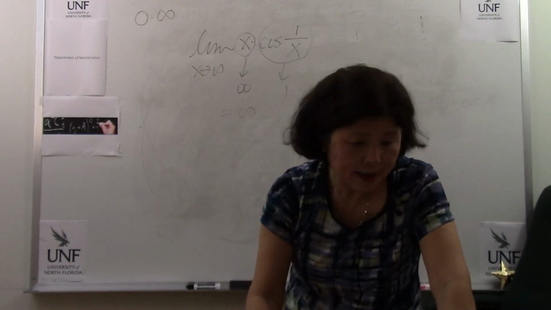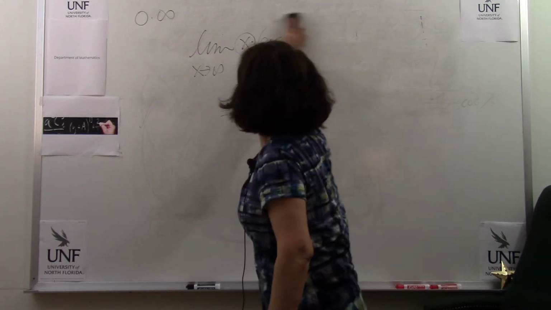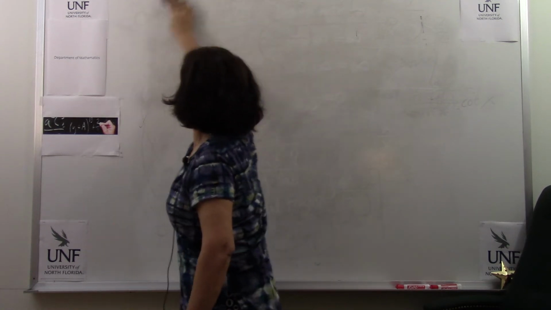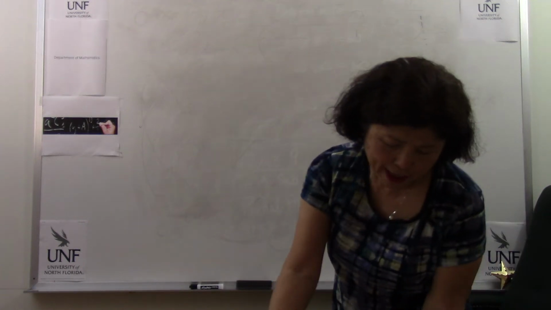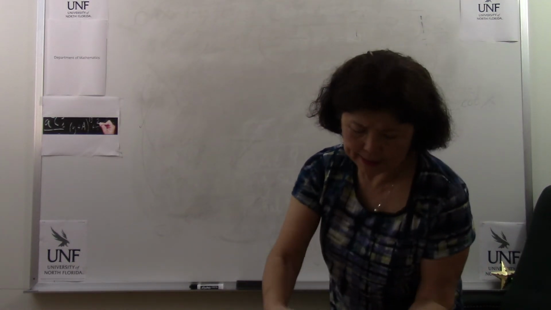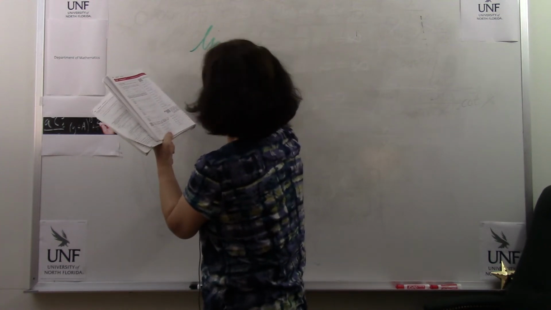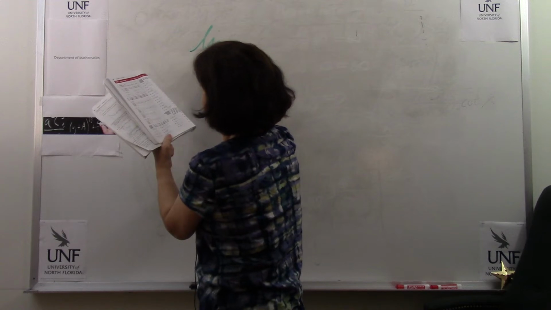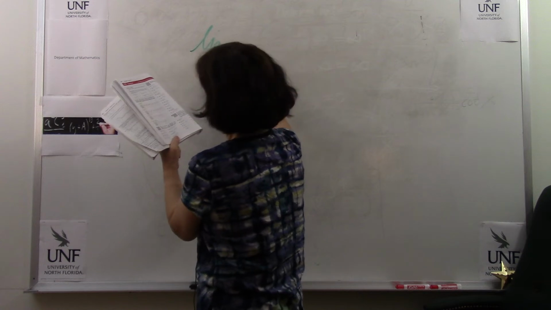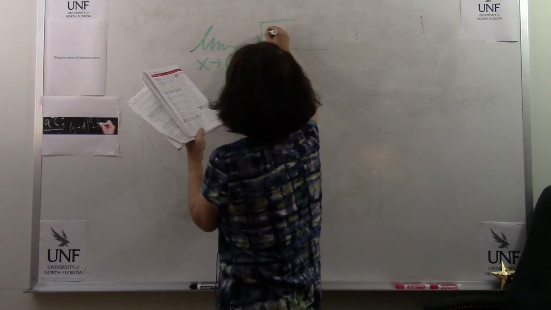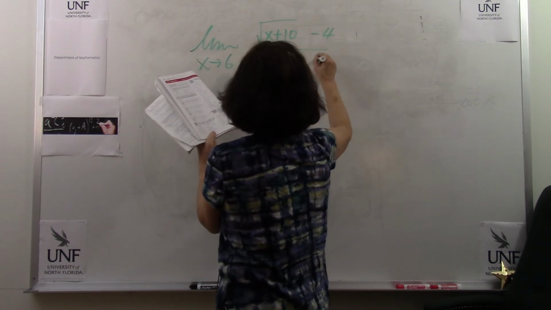Is there anything we can do? Oh, by the way, I'm going to go back to the Calculus 1 class. In Calculus 1 class, you are asked problems like this. Limit as x goes to, let's say, 6, of square root of x plus 10 minus 4 over x minus 6.